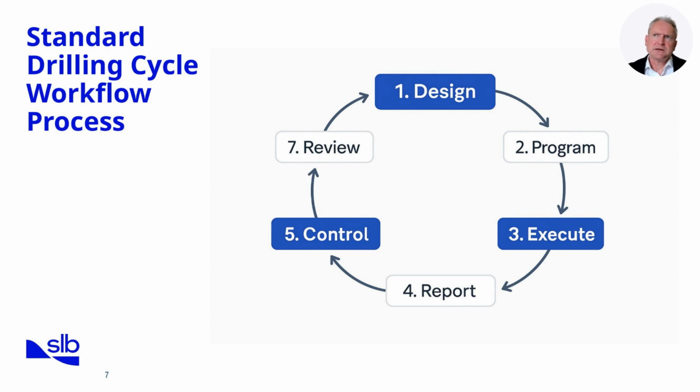Once execution is complete, we move to report. Daily drilling reports, end-of-well reports, and lessons learned are documented to capture performance metrics and highlight deviations. The fifth step is control. Here we measure performance against KPIs such as NPT, cost per foot, and safety performance, allowing us to identify improvement areas. Finally, review. The campaign is critically evaluated, feeding lessons back into future designs. This closes the loop and ensures continuous improvement.